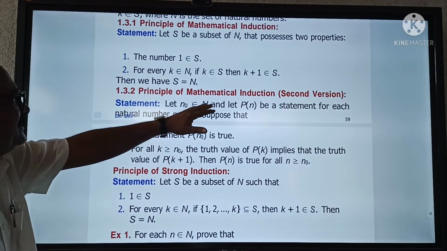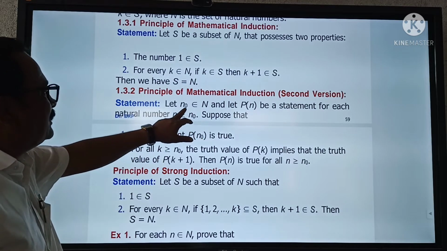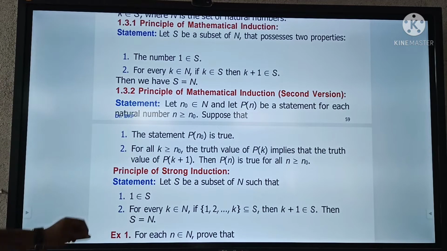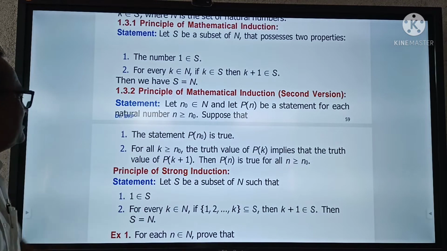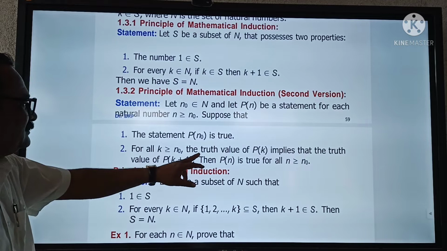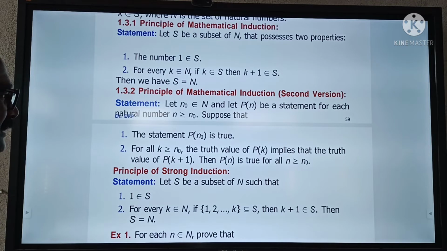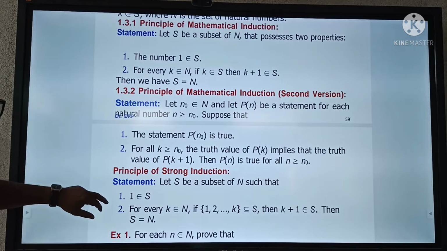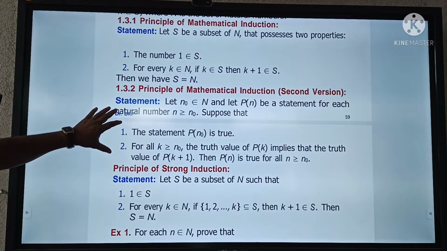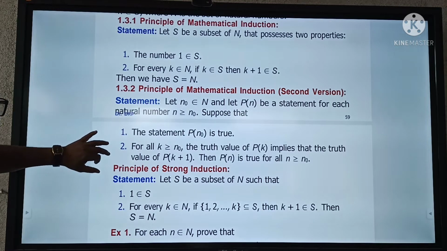The second version of the principle of mathematical induction is in this way. Let n naught belong to N, any natural number, and let P(n) be a statement for each natural number n greater than or equal to n naught. Suppose that the statement P(n naught) is true, and for all k greater than or equal to n naught, the truth of P(k) implies the truth of P(k plus 1). Then P(n) is true for all n greater than or equal to n naught. If this is not clear, we will see in an example what the second version of the principle is.